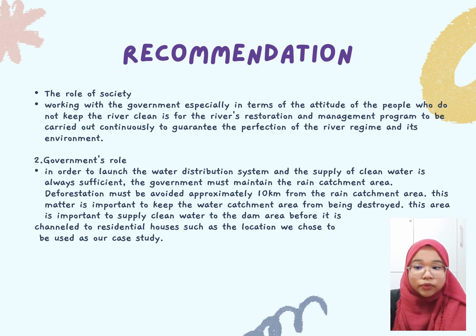Next, for the government's role, in order for the water distribution system and the supply of clean water to always be sufficient, the government must maintain the rain catchment area. Deforestation must be avoided approximately 10 km from the rain catchment area. This method is important to keep the water catchment area from being destroyed. This area is important to supply clean water to the dam area before it is channeled to residential houses, such as the location we chose as our case study.